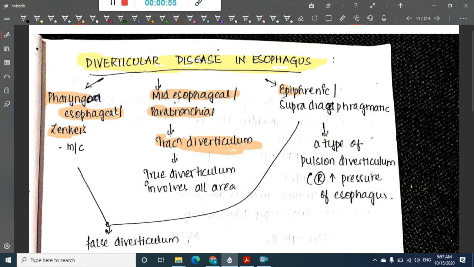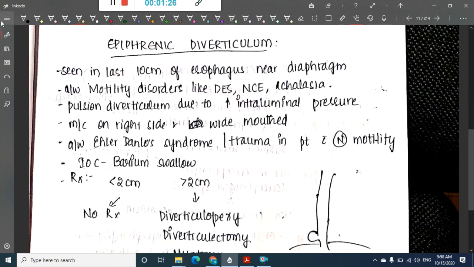Then we have epiphrenic or supradiaphragmatic diverticula. This is present above the diaphragm, and this is a type of pulsion diverticulum, that is, it occurs because of increased pressure in the esophagus, so it is called a pulsion diverticulum. The pharyngoesophageal or Zenker's diverticulum and the epiphrenic or supradiaphragmatic diverticulum are false diverticula, which means the diverticula produced contain only mucosa. First we will see each of them in detail. So the first diverticulum is the epiphrenic diverticulum.